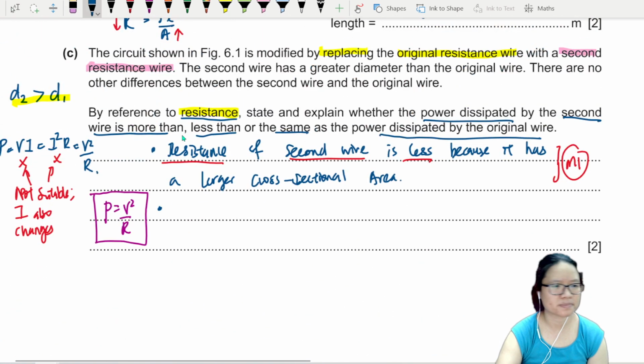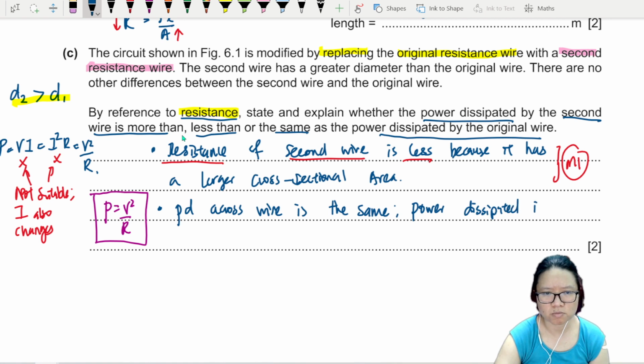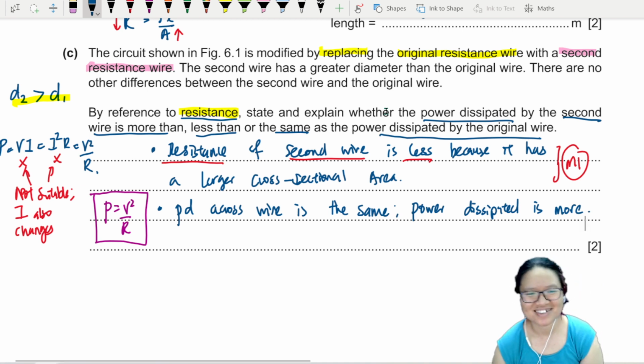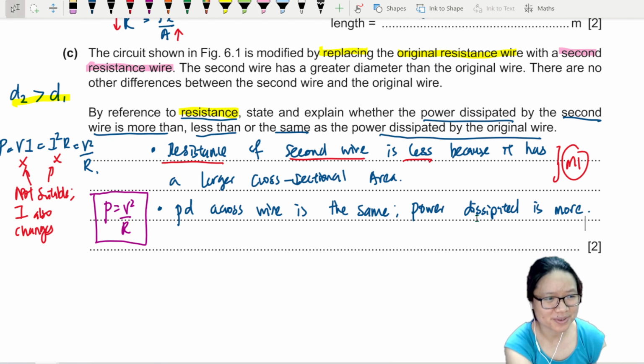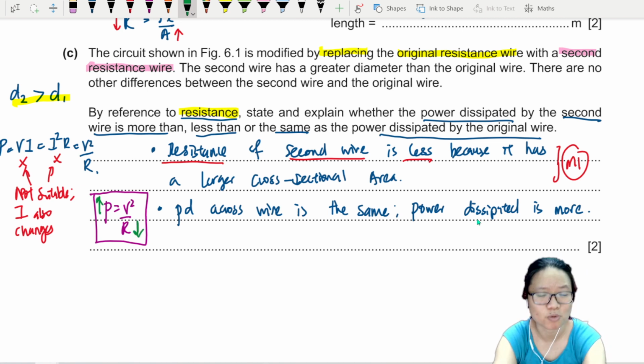So I can say, since the potential difference across the wire is the same or constant, the power dissipated is more. You would think the resistance is less, so less hot, right? No. This second wire is hotter, because now the resistance dropped. So, R decreases, P increases, inversely proportional.